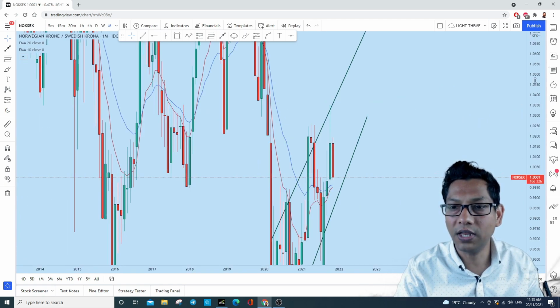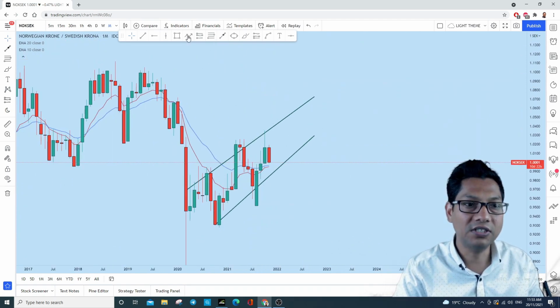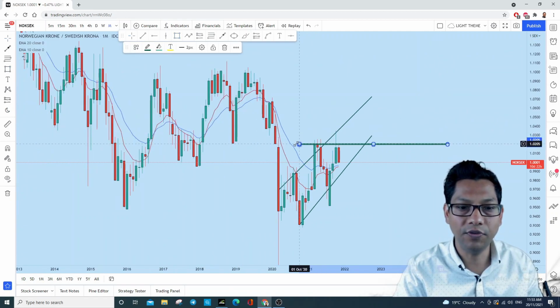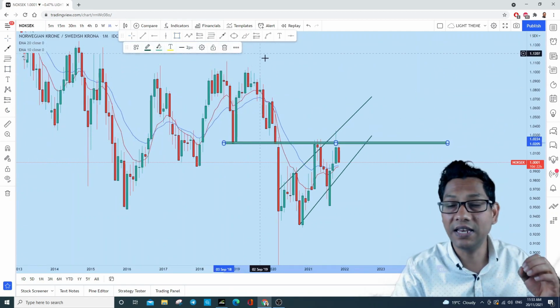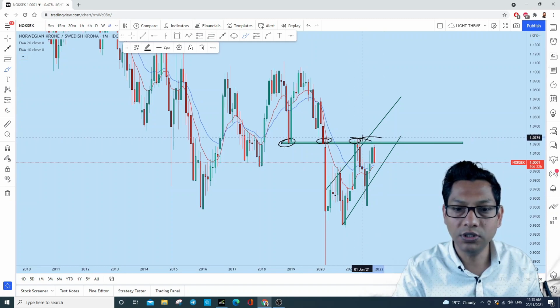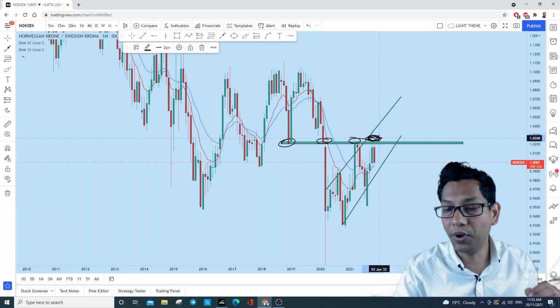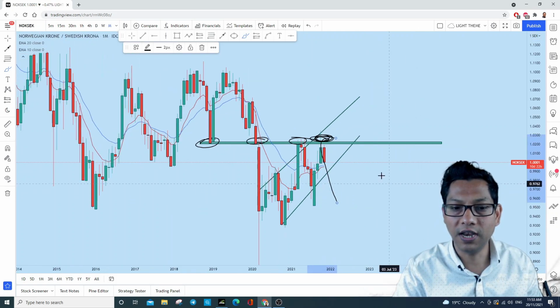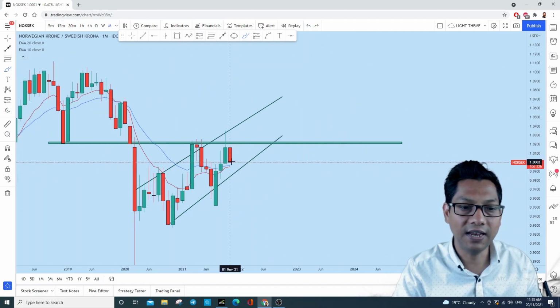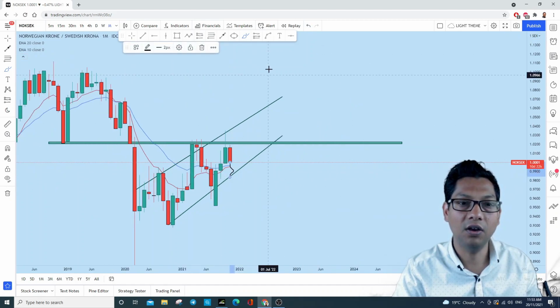On the monthly, what you see is that NOKSEK has just been rejected from this very strong level of resistance. This is a very significant resistance. You see there is a support here, there is a resistance here, there is a resistance here. The monthly candle couldn't break this level and then dropped to the downside. From here, you can expect this monthly candle to drop further lower.